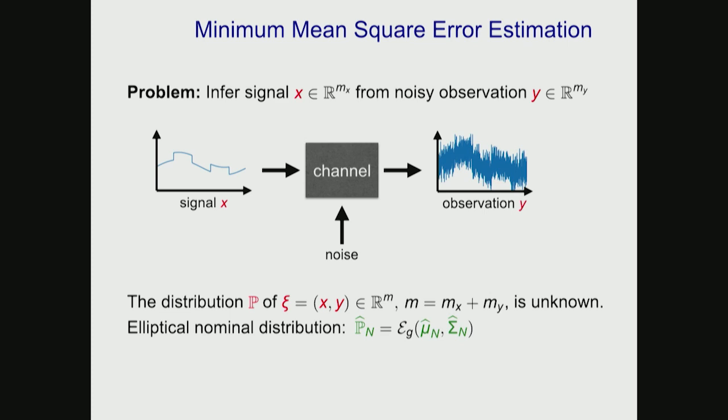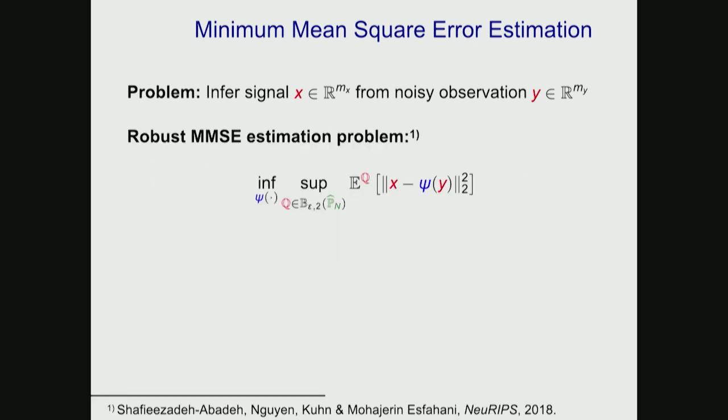So we approach this problem by proposing a distributionally robust minimum mean square error estimation problem. The estimation problem is shown here. What we do is we minimize over all estimators of x. These are just arbitrary measurable functions of the observation y. The objective of this estimation problem is the mean squared error. That's just the expected value of the squared distance between the true signal and our estimated signal based on the noisy measurement. Of course, we cannot evaluate the true distribution because we don't know it. So we evaluate the worst case expectation over all distributions in a Wasserstein ball around our nominal elliptical distribution.